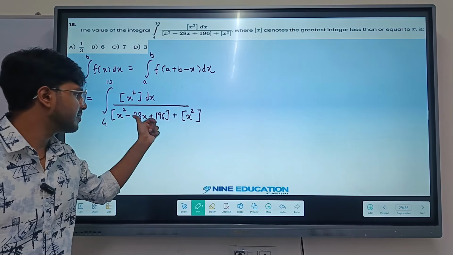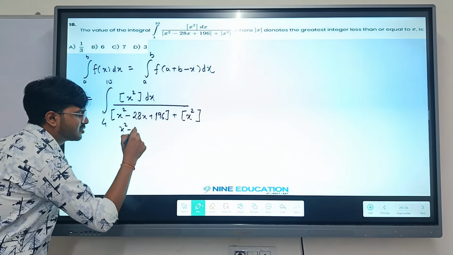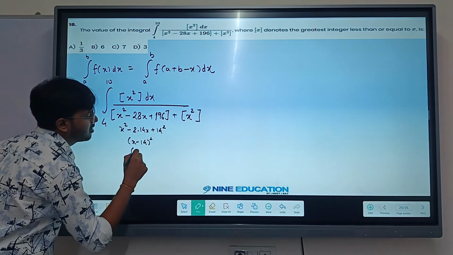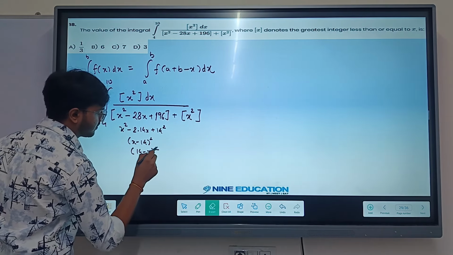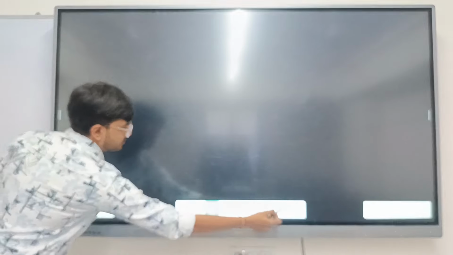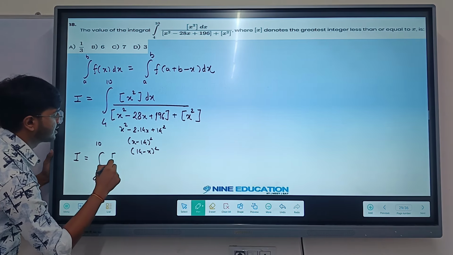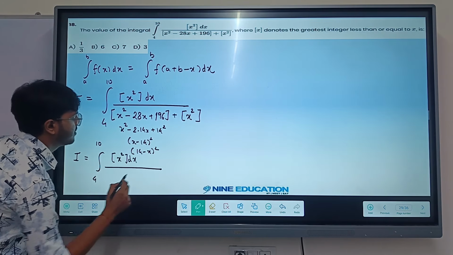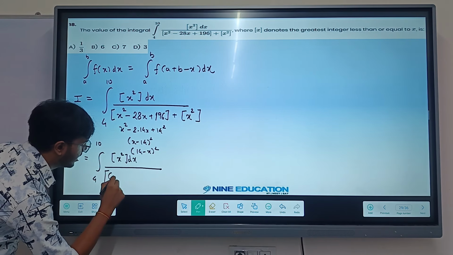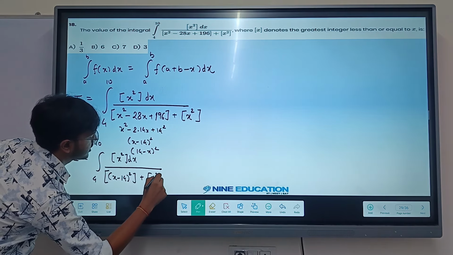Now if you look here, x square minus 28x plus 196. 196 is 14 square. I can write it as x square minus 2 into 14x plus 14 square, which is what? x minus 14 whole square or 14 minus x whole square. Both of them are the same thing. So we have I equal to 4 to 10 greatest integer of x square dx divided by greatest integer of, let's keep it as, x minus 14 whole square plus greatest integer of x square.